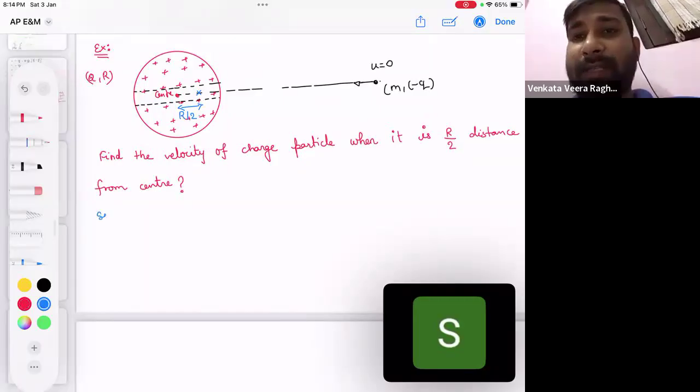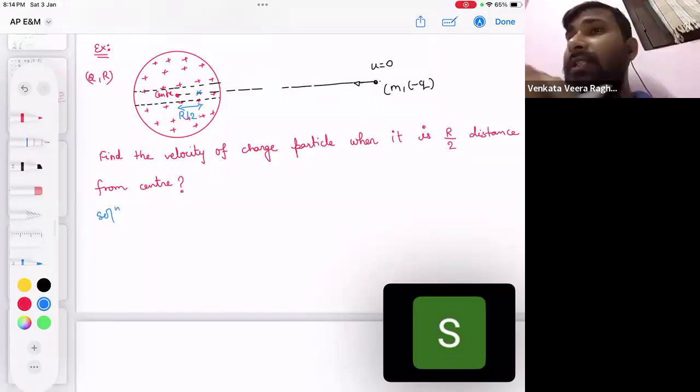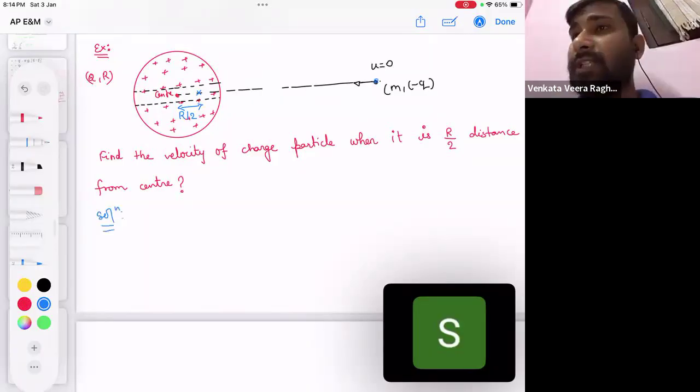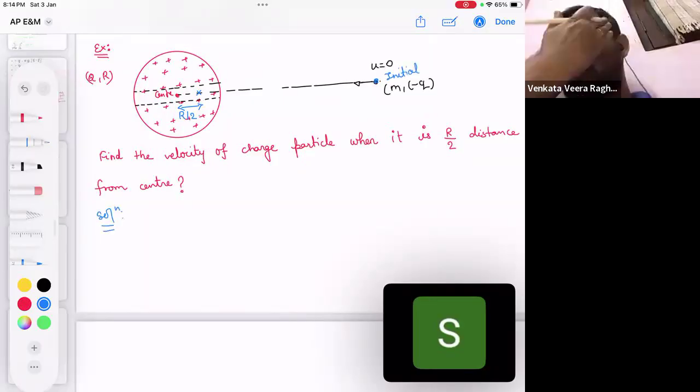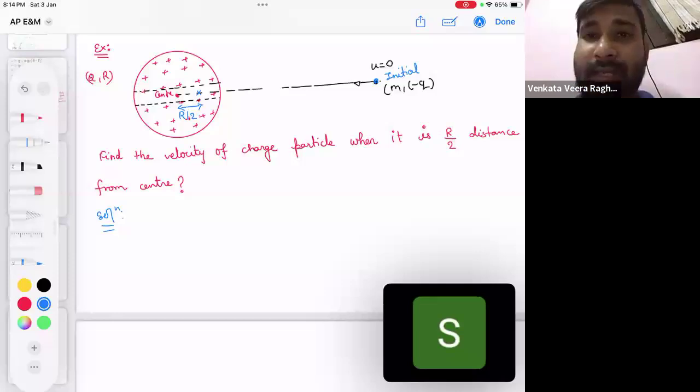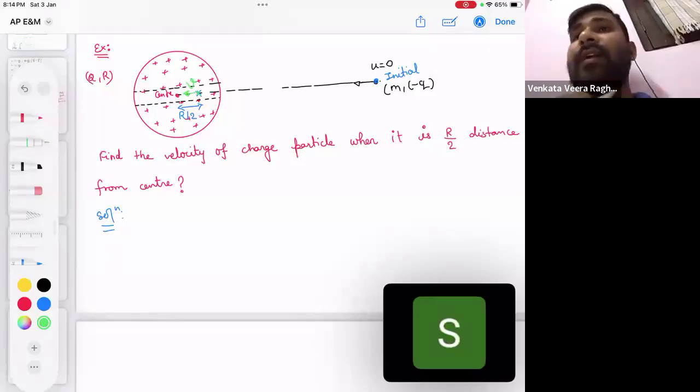So please apply the energy conservation between your initial point and final point. Initial point is what? Your point of projection. At the initial point you have zero kinetic energy but some potential energy. And when the particle reaches this point, it will have some velocity, so it will have some kinetic energy as well as some potential energy. So please write all the expressions carefully and tell me what answer we are going to get in this question.